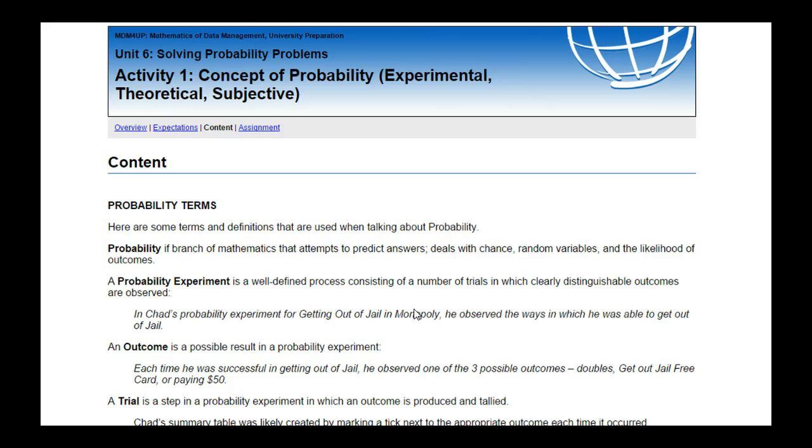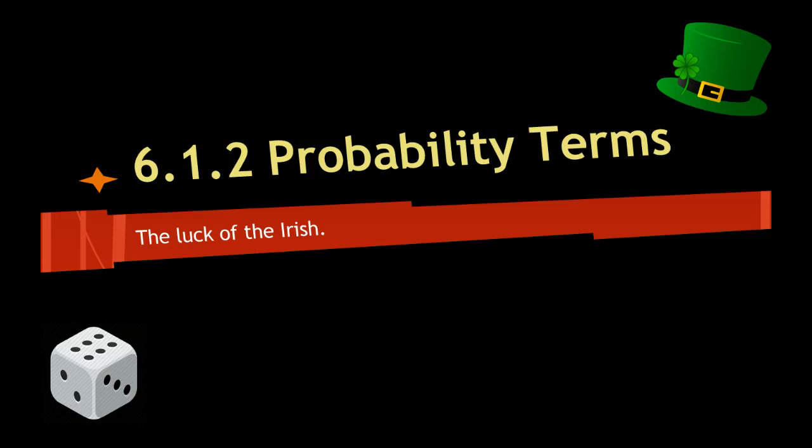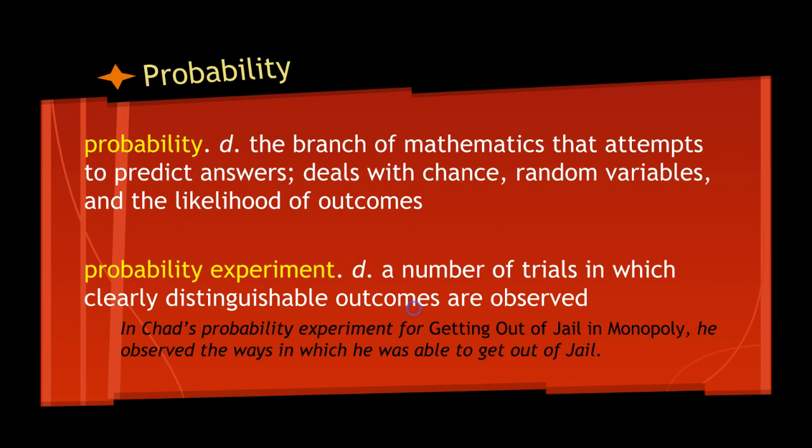We are looking at probability and the probability terms in this video. Now here we have a nice picture of a shamrock, that is an oxalis plant, and a nice green hat to represent the luck of the Irish.